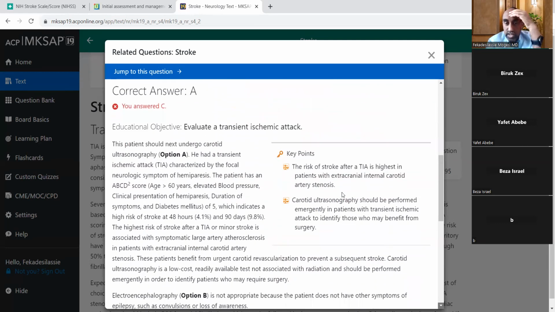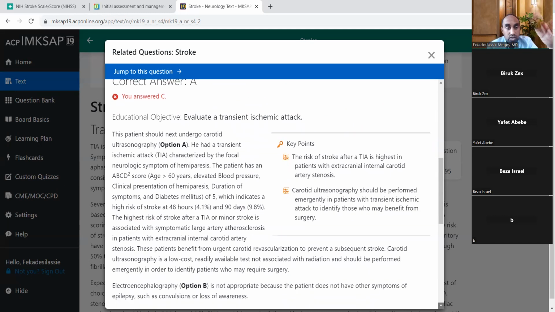So let's read the explanation. The risk of stroke after TIA is highest in patients with extracranial internal carotid artery stenosis. So carotid ultrasonography should be performed emergently in patients with transient ischemic attack to identify those who may benefit from surgery. So that's what you should do.